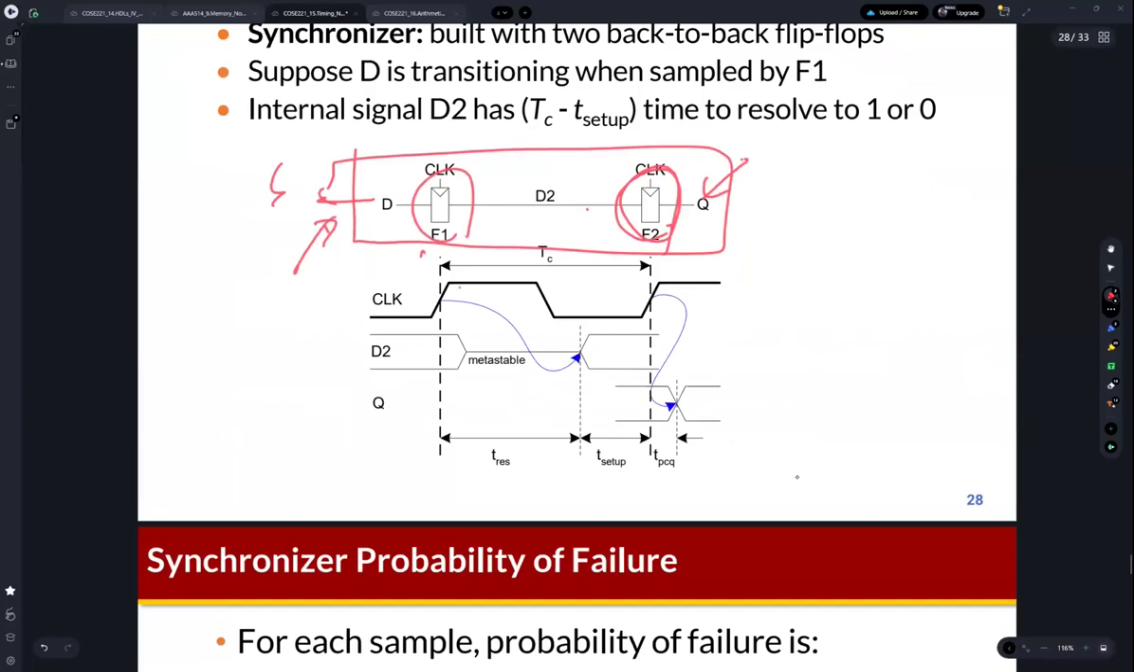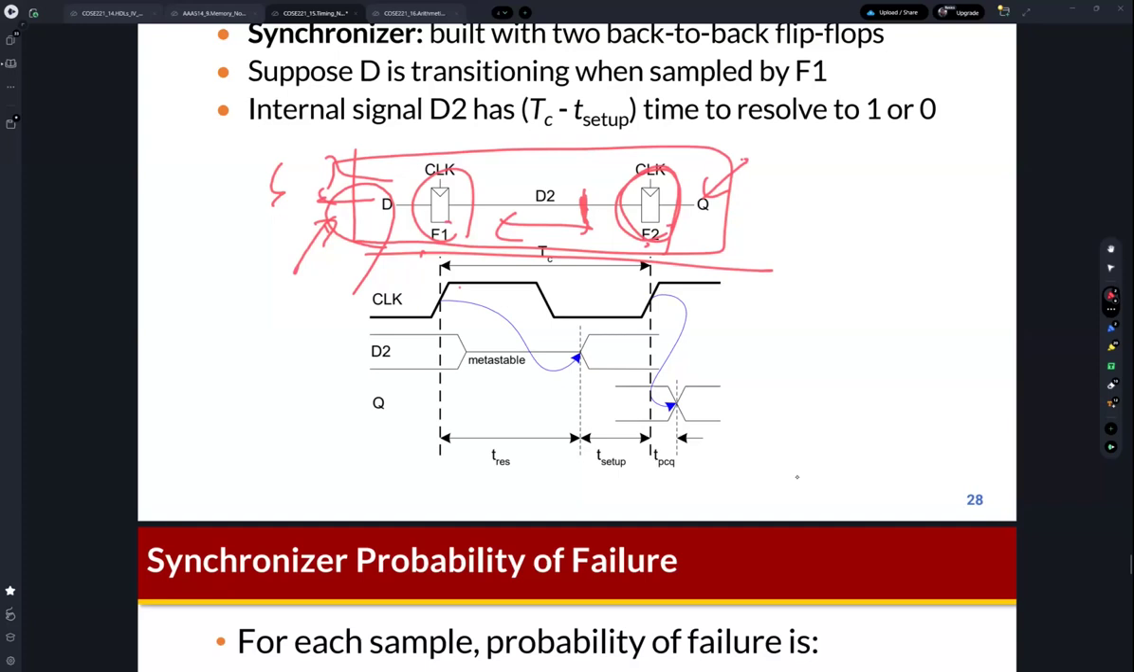So by doing this back-to-back D flip-flop, we can expect that the metastability is resolved during this clock period. By doing this, we can reduce the probability of metastability. Just remember that if the input signal for the system comes from outside of the system, and this input is asynchronous, then we need to sample this input using back-to-back D flip-flops. This is called the synchronizer.